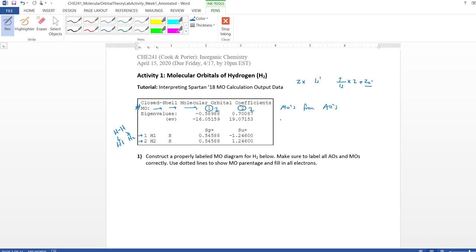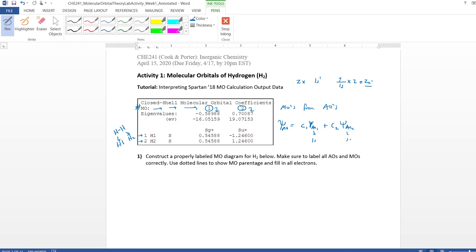And if you remember, in order to calculate a molecular orbital mathematically, it's equal to coefficient 1 times the wave function psi of atomic orbital number 1, in this case the 1s orbital, plus coefficient number 2 times the psi of atomic orbital number 2.